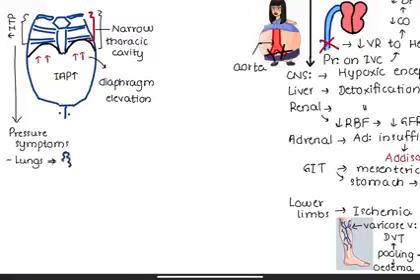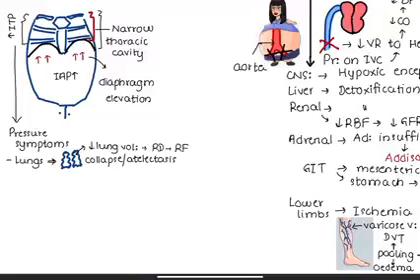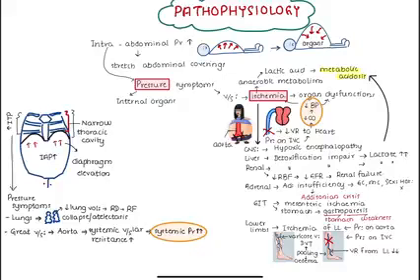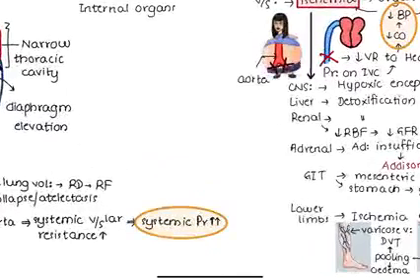Compression on lungs leads to atelectasis or lung collapse, reduced lung volume, respiratory distress, and respiratory failure. Due to compression of aorta, systemic vascular resistance or afterload is increased. As a result, mean arterial pressure remains stable, despite a decrease in venous return and cardiac output.